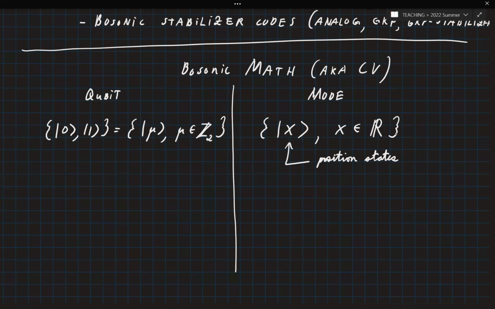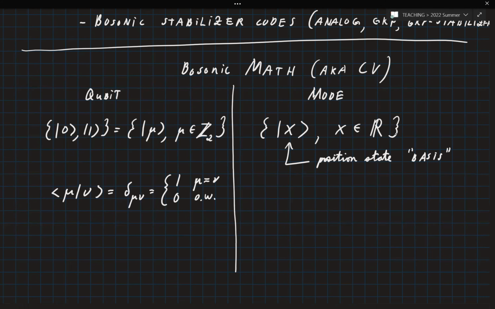And I should use the word basis here in quotes for the following reasons, because while over here things were orthogonal and also normalized, this was the Kronecker delta function that was 1 if mu equaled nu, 0 otherwise.